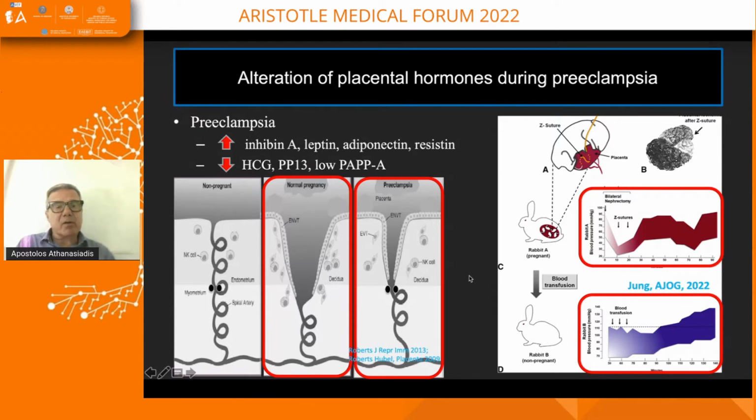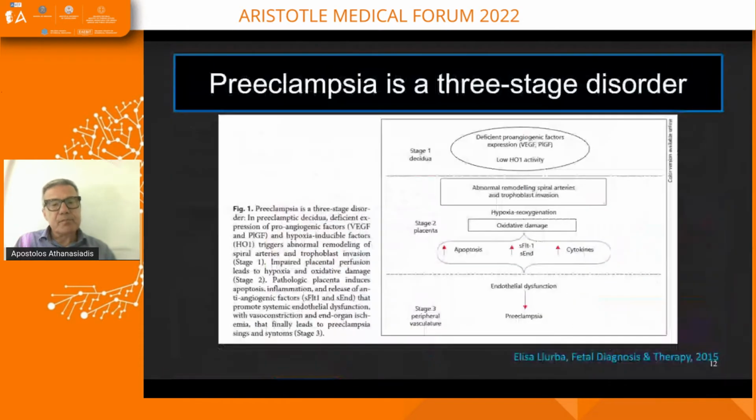And this causes oxidative stress from the placenta, causing increasing inhibin and leptin and decreasing PAPP-A and PP13. So preeclampsia is a three-stage disorder. Stage 1 is the deficiency of the proangiogenic factors. Stage 2, from the placenta, as we just said, increasing the apoptosis, cytokines, and sFlt-1. And then stage 3 that causes preeclampsia.